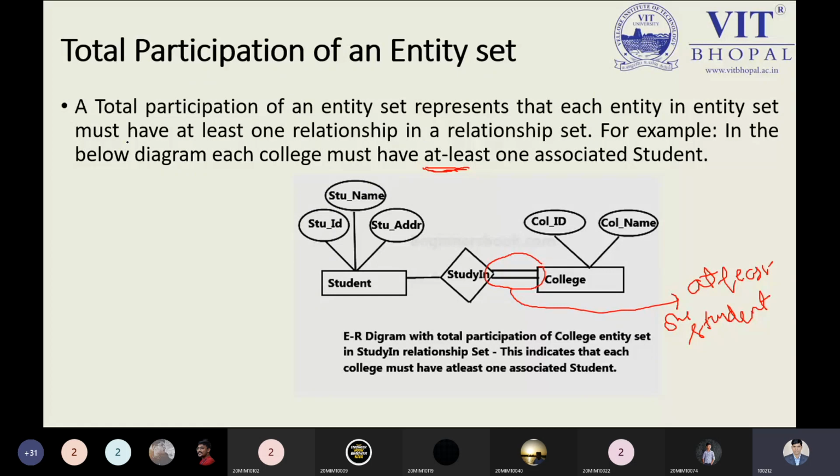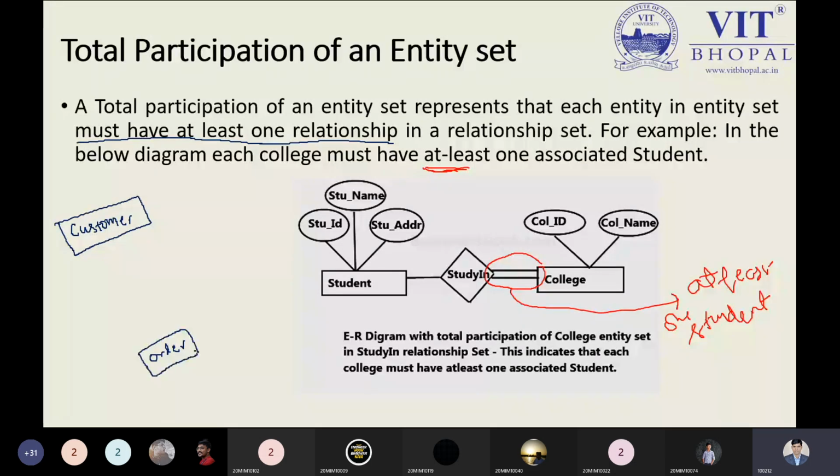Must have at least one relationship in the relationship. Suppose I'm taking a real application right now. Suppose, as a customer, you are placing an order. Right now I'm not talking about how many orders you are placing, whether one order or multiple orders. I'm not talking about this right now.